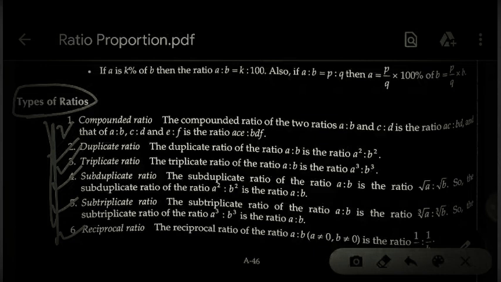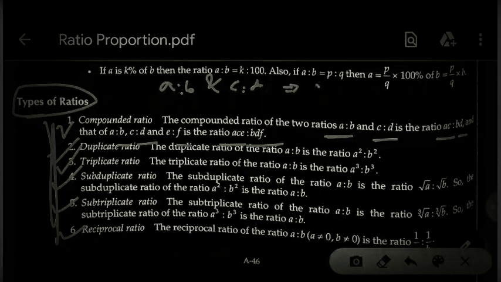The compound ratio, that is, if a is to b and c is to d, two ratios are given, then the compounded ratio is ac is to bd. If a is to b, c is to d, e is to f, then the ratio is acf is to bdf. If we talk about two ratios, a is to b and c is to d, we can write the compound ratio as ac is to bd.